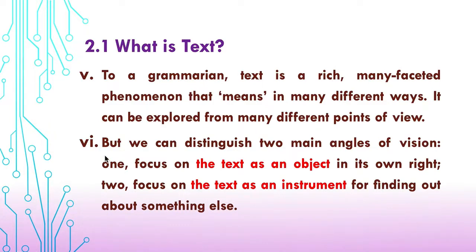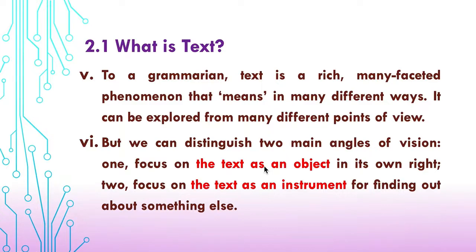Then we have point number 6. But we can distinguish two main angles of vision. 1. Focus on the text as an object in its own right. 2. Focus on the text as an instrument for finding out about something else. Here there are 2 examples. Text can work also as an object. Text can function also as an object. At the same time, text can also be an instrument. How could text be considered as an object and how could text be considered as an instrument?